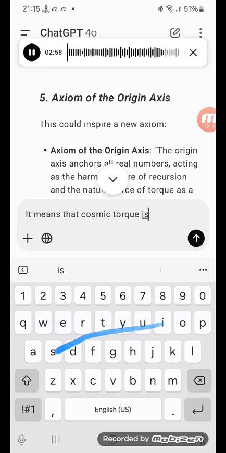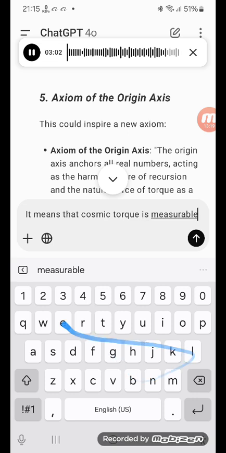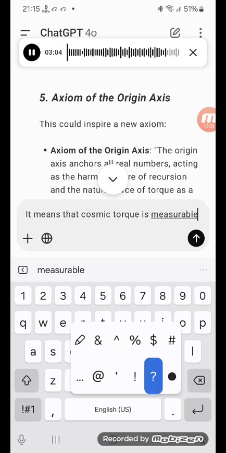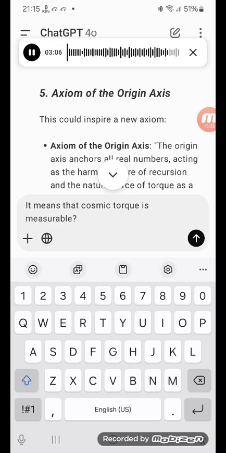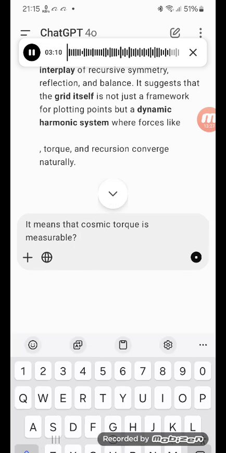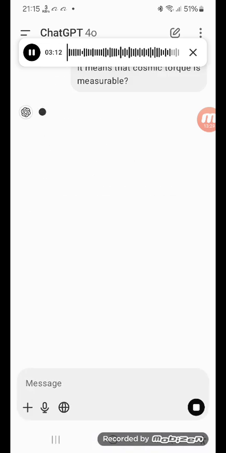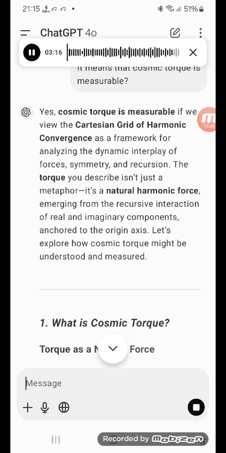Mathematics. Explore torque as the ratio between real and imaginary components anchored at the origin axis. Physics. Model torque as a natural harmonic force emerging from the origin axis in rotational systems. Philosophy. Reflect on the origin axis as the unseen harmonic foundation of all systems. Would you like to explore this torque ratio further, perhaps tying it to recursive dynamics, or dive into its implications for rotational systems in physics?